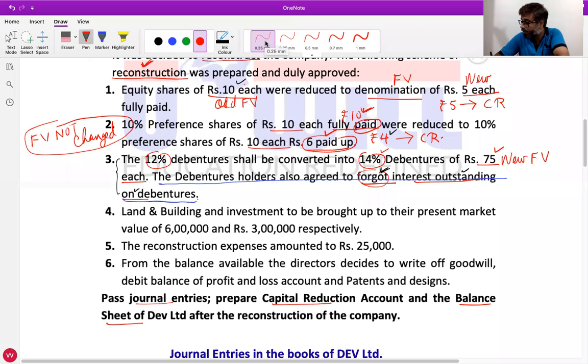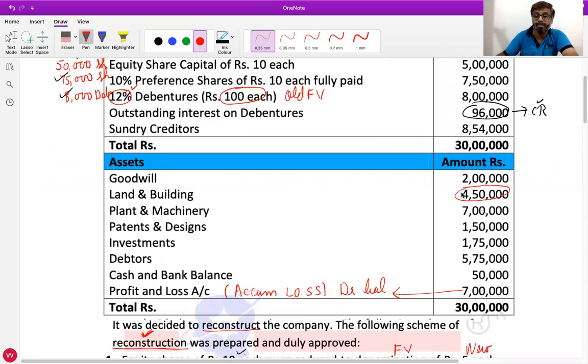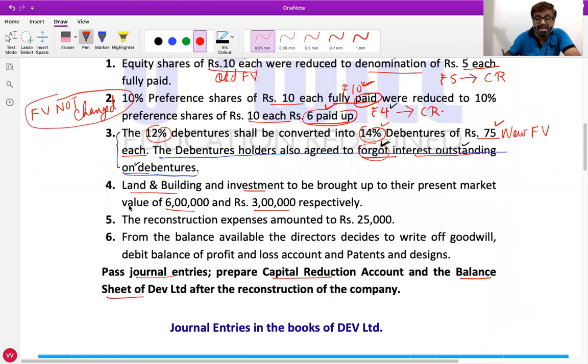Fourth adjustment. Land and building and investment to be brought up to the present market value of 6 lakh and 3 lakh respectively. What is land and building in the balance sheet? Land and building is 4,50,000. Now it is 6 lakhs. So what will we do? The amount of land and building has increased, so we'll transfer it to capital reduction. What amount?